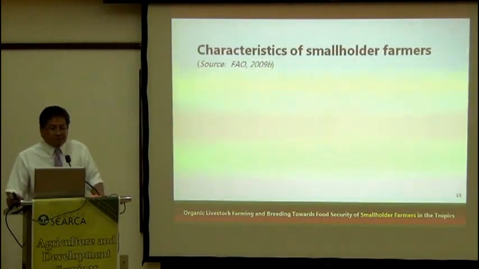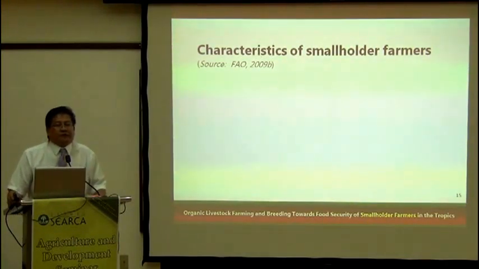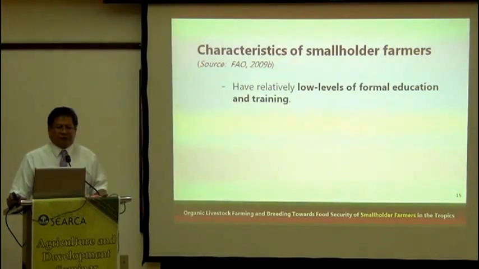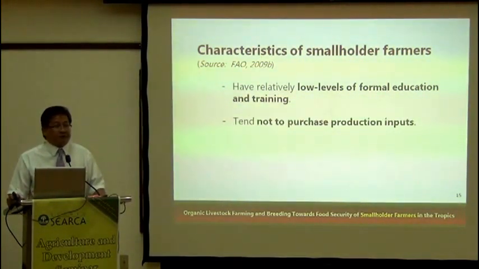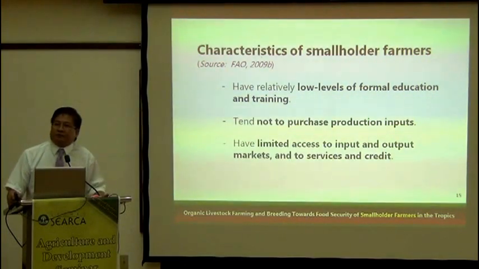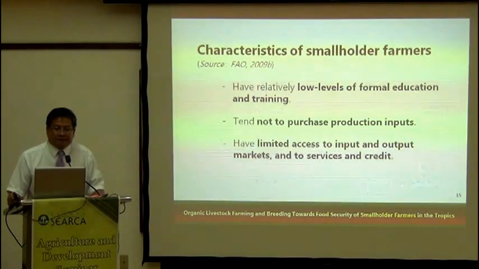Low technology. And there have been so many surveys that were done, and the common characteristics of a smallholder farmer will be as follows. That is, they usually are known to have relatively low levels of formal education and training. They tend not to purchase production inputs. This I took from a paper mainly for livestock farmers. And they have limited access to input and output markets and to services and credit. I suppose that would be the same also with the crop farmers.